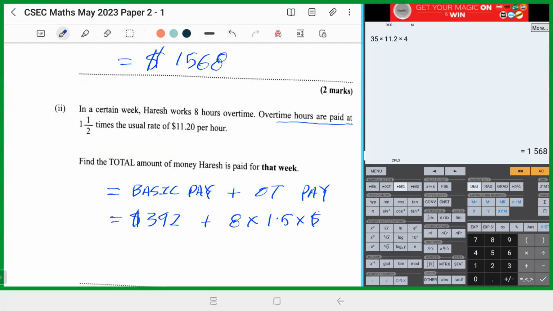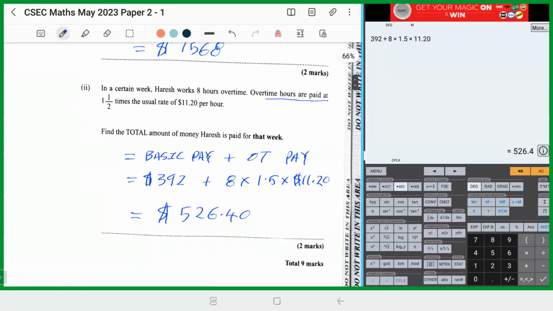That is $11.20. I don't need to actually work out the overtime rate, but this would be the overtime rate when I multiply those two. And he did 8 hours of that. So this calculation would give me the figure that they want: the total amount that he earned that week, which will be the basic plus the overtime. I'm just going to put everything in the calculator. That says 392 plus 8 times 1.5 times $11.20. And that answer is 526.4, which means $526.40. So that is the total pay that week.